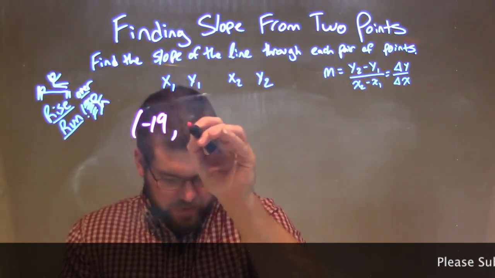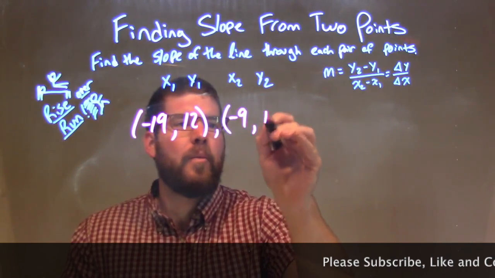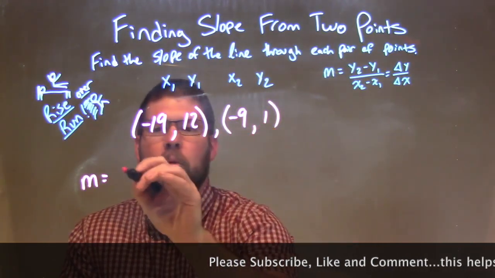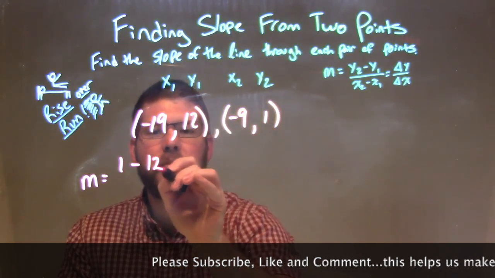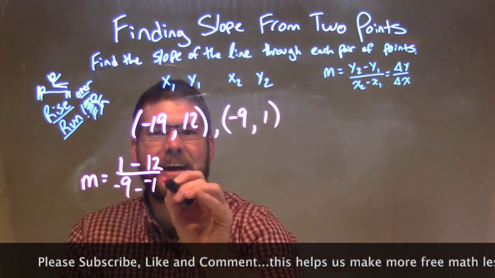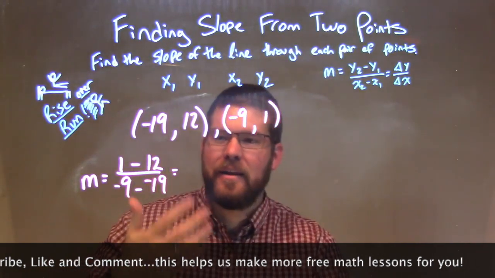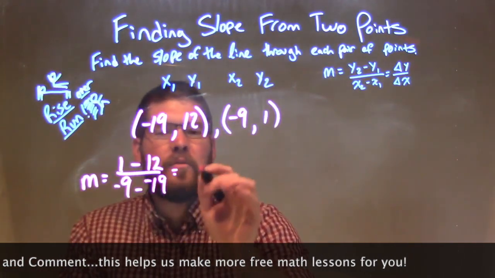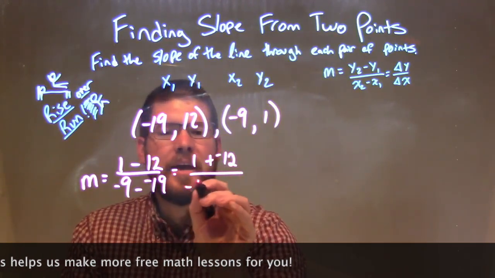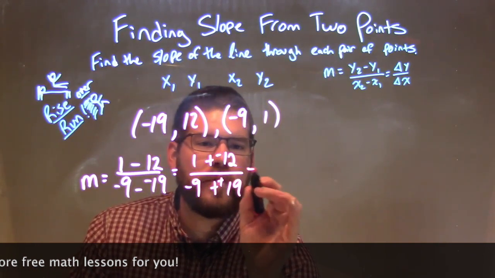Negative 19, comma 12. My second point to be negative 9, comma 1. So I'm going to apply the slope formula. y2, 1, minus y1, which is 12, over x2, negative 9, minus x1, which is negative 19. So let's make these subtractions here, and negatives be adding a positive or negative. So 1 minus 12 is 1 plus a negative 12, and I find it's easier to see it that way. And negative 9 minus a negative 19 is plus a positive 19. Hopefully that's easier to see.